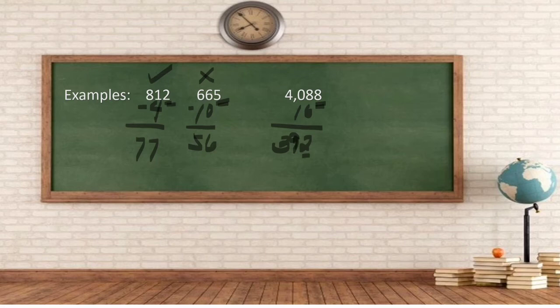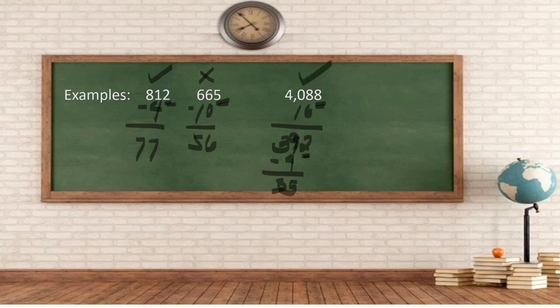2 plus 2 equals 4. Then subtract from 39. The answer is 35. 35 is divisible by 7. So 4088 is divisible by 7.